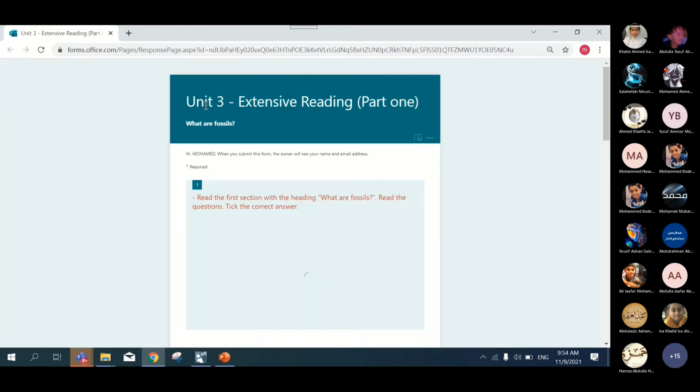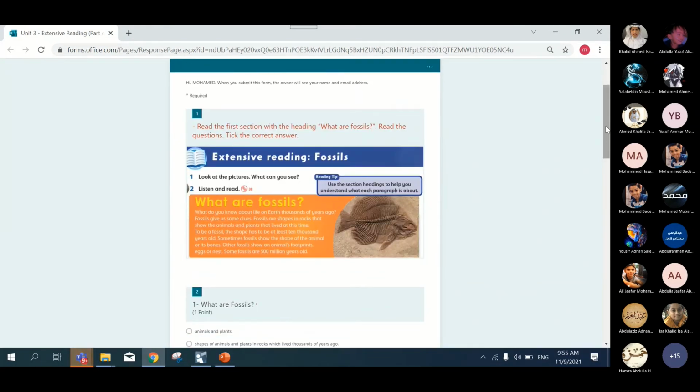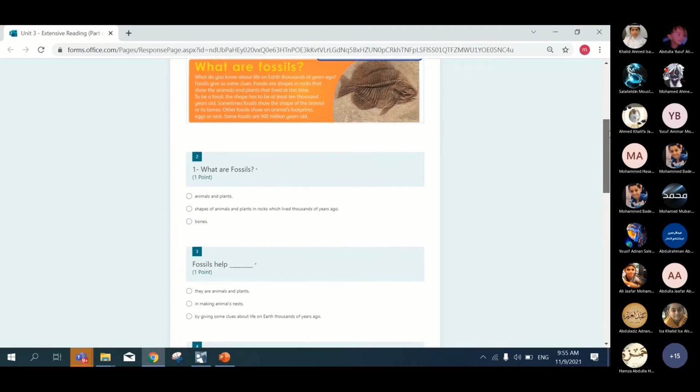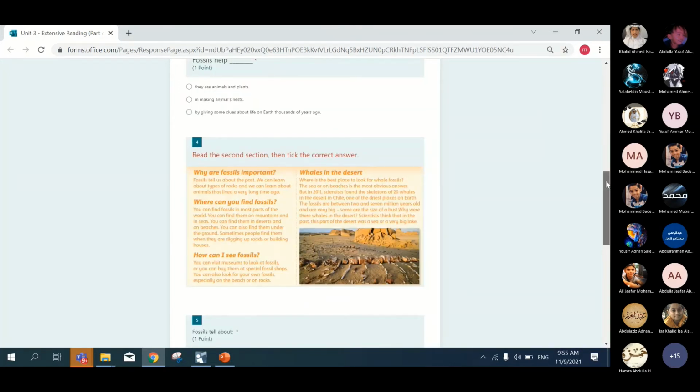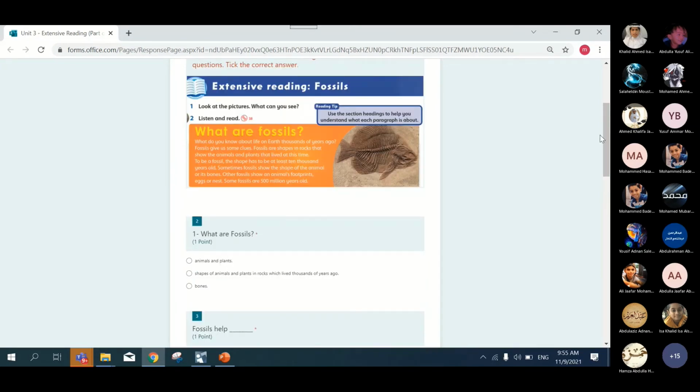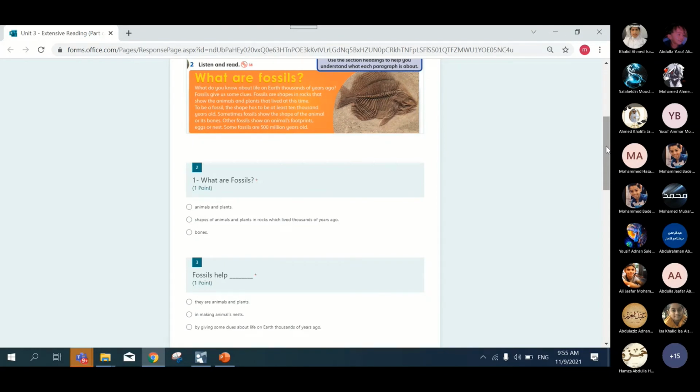Well, Unit 3, Extensive Reading, Part 1. Tomorrow, inshallah, we are going to have Part 2. Okay? This is the reading we have just learned about. Read the first section with the heading, What are fossils? And then take the correct answer. We have only 2 questions about part number 1. Then read the next part and you can see 3 questions. I will help you to read part number 1 and you, all my dear students, you have to take the correct answers. Okay? Listen again.